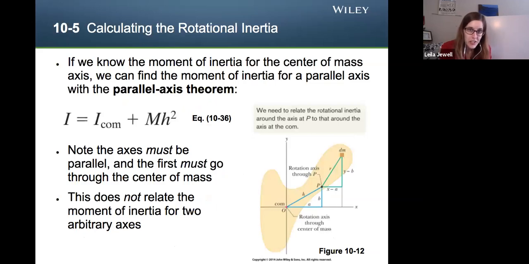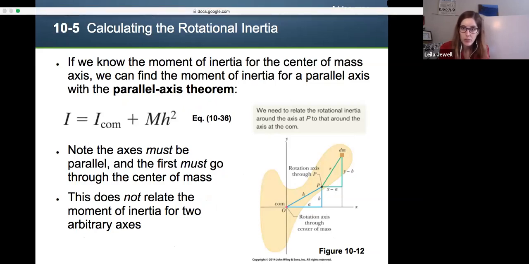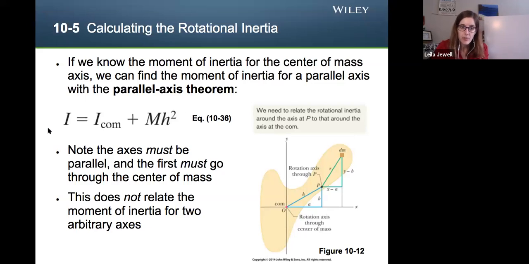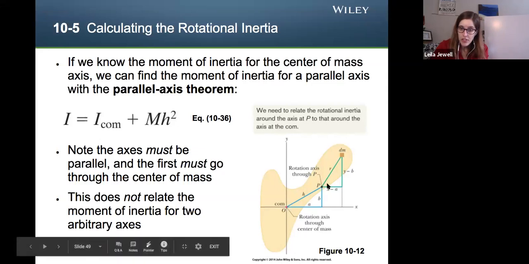Now, in addition to that, the table gives all the rotational inertias about the center of mass. They're just inherently that way. Once we have that from table 10-2, we can find the moment of inertia for a parallel axis, for another axis that's nearby, with our parallel axis theorem. So our parallel axis theorem says that our rotational inertia about any axis is equal to the rotational inertia about the center of mass plus m h squared, where h is the distance offset from the center of mass, right?